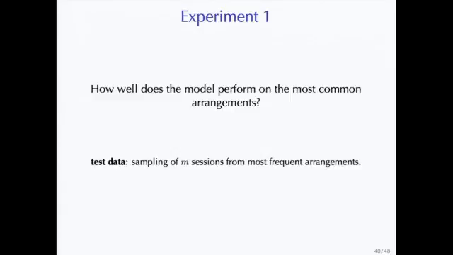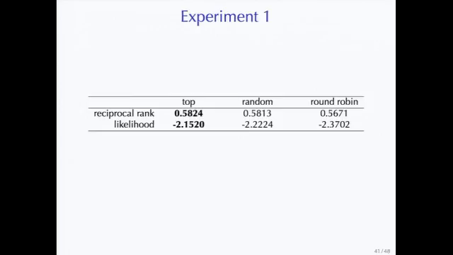Okay, so experiment 1. Experiment 1 is a straw man experiment just to make sure everything's working. How well does a model perform on the most frequent arrangement? This is equivalent to saying, I've trained this model using all sorts of different sampling strategies, how do I know how well it performs on the 10 blue links? The way we operationalize this is we sample M sessions from the most frequent arrangement, so M sessions from 10 blue links, for example, and then evaluate the performance using our 2 metrics.